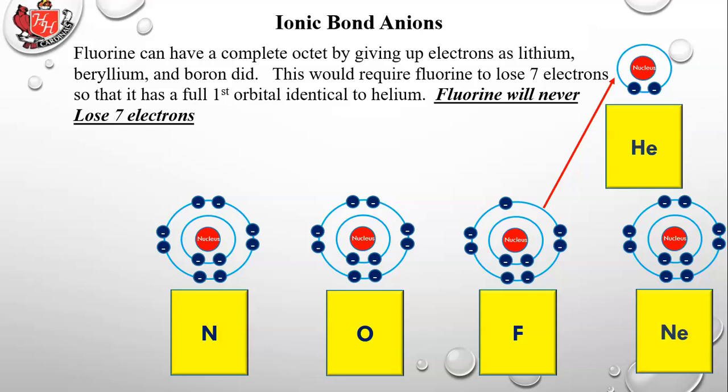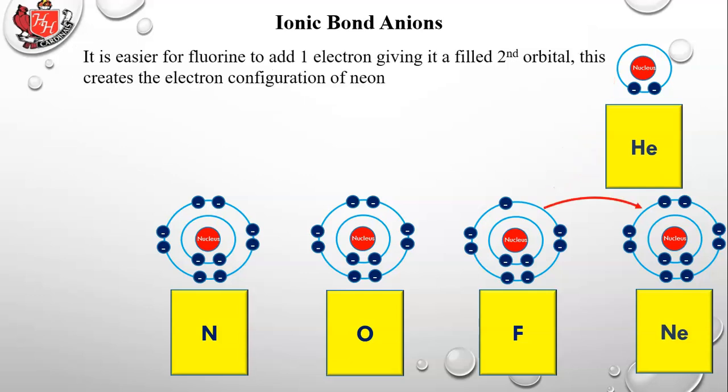Fluorine, same thing. Fluorine can have a complete octet by giving up electrons as lithium, beryllium, and boron did. This would require fluorine to lose 7 electrons, so it has a full first orbital identical to helium. But fluorine has an extremely high ionization energy, so it's never going to lose 7 electrons. It's never even going to lose 1, really. Instead, it's easier for fluorine to add 1 electron, giving it a filled second orbital. This creates the electron configuration of neon. So fluorine gains 1 electron, giving it a 1- charge.